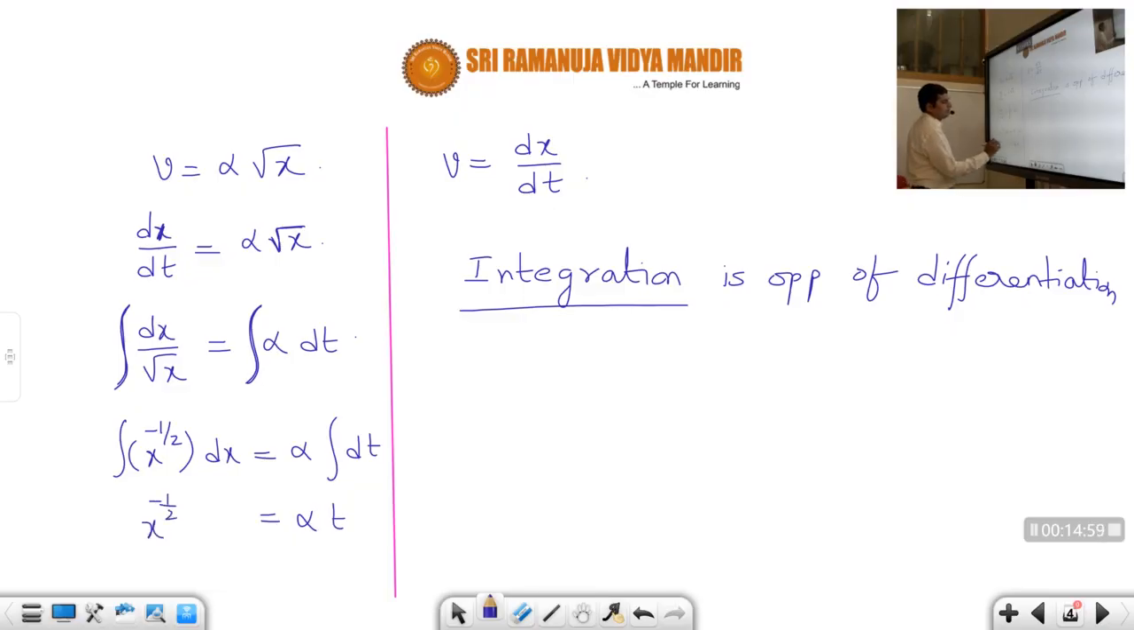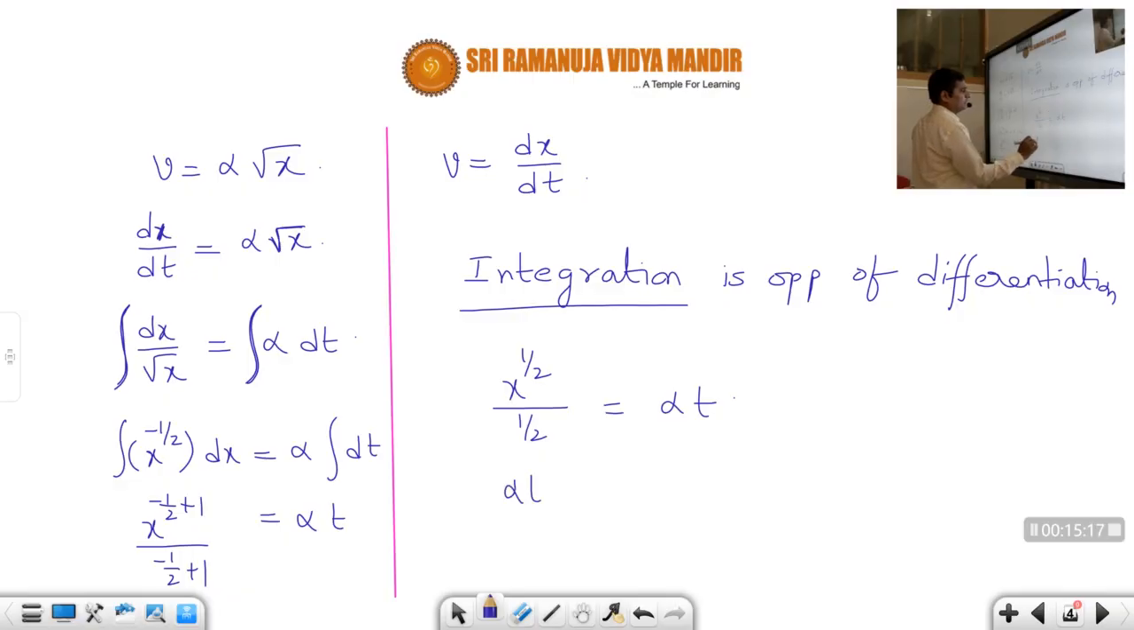X power minus half. Now, will the power be raised or decreased? Raised. Plus 1 divided by minus half plus 1. So that implies x power half, correct or not students, divided by this, which will be 1 by 2, is equal to alpha times t, or we can write alpha times t is equal to 2 root x. Okay students, or t is equal to 2 by alpha times... sorry, they want x as a function of time t, correct or not students?